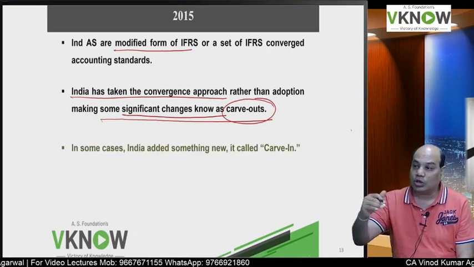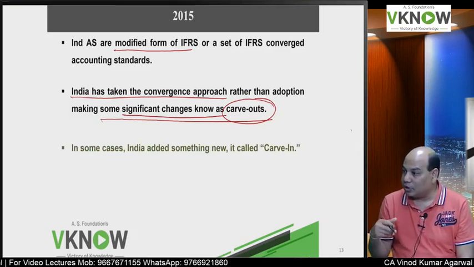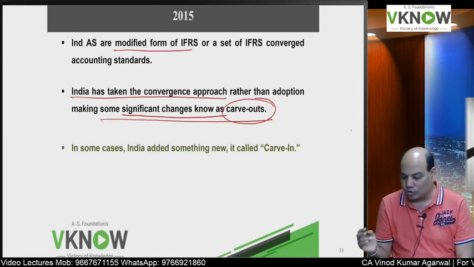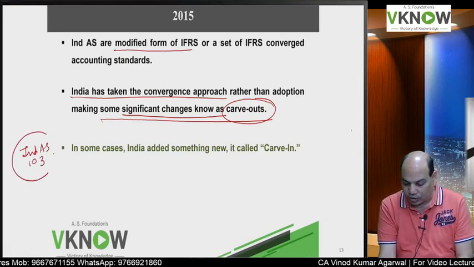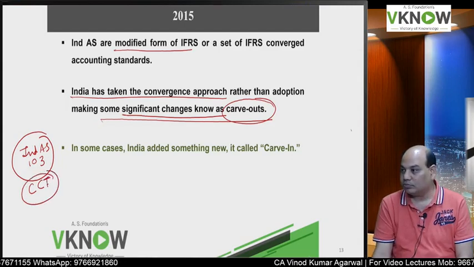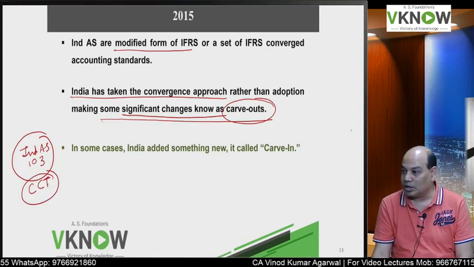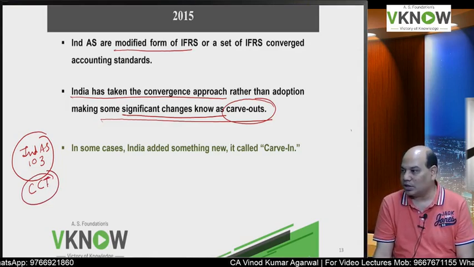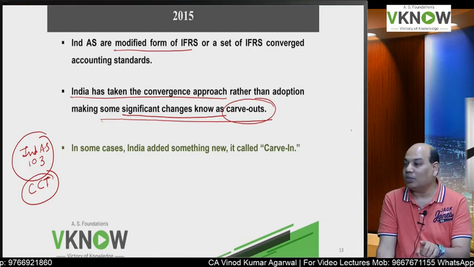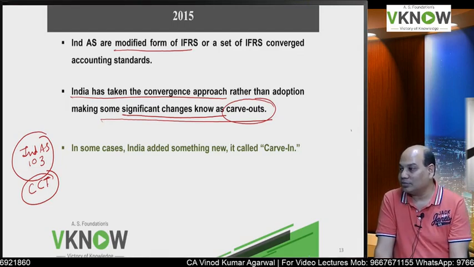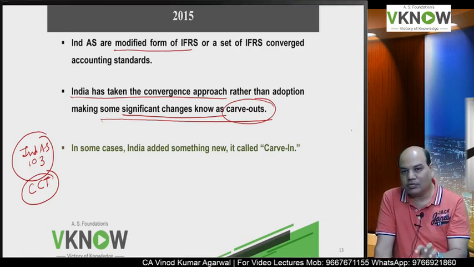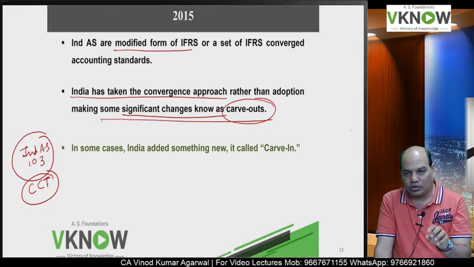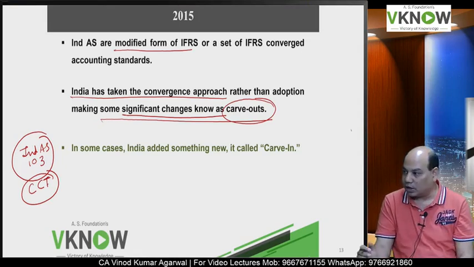Sometimes certain things are not in the IFRS, but we have introduced them. One important thing we have introduced is in Ind AS 103. We have added one concept called common control transaction, which is not in IFRS, but India has made that addition in our standard, which is the pooling of interest method of amalgamation. In IFRS there is nothing like the pooling of interest method, but we have brought that in our accounting. So that I will discuss in Ind AS 103, that is carve in.